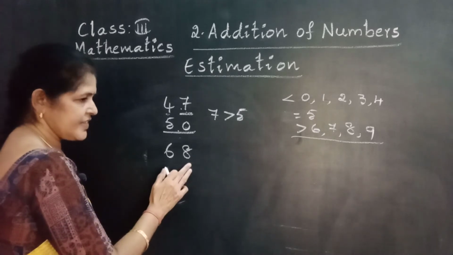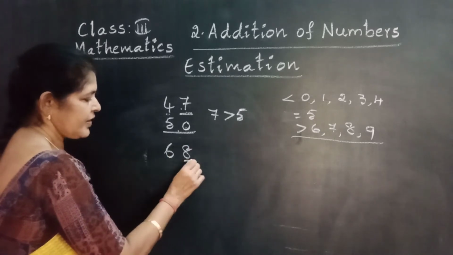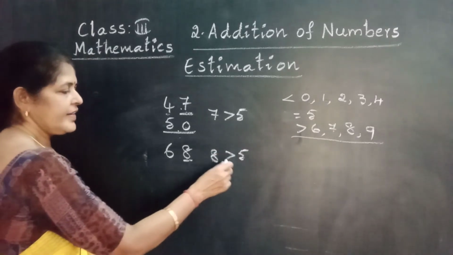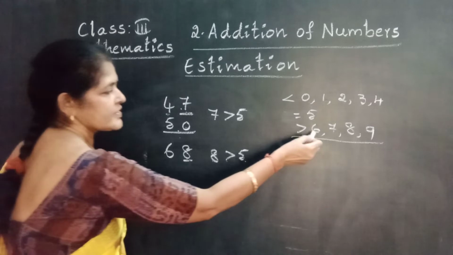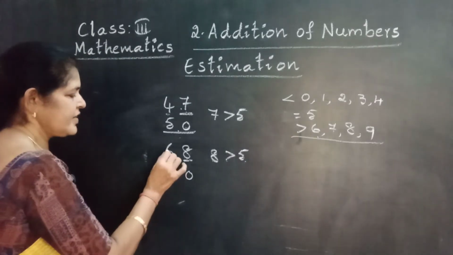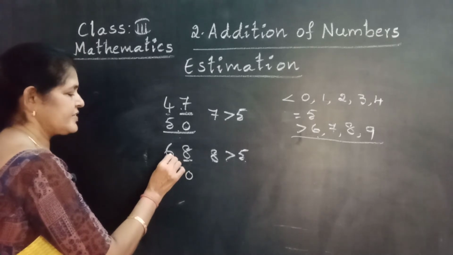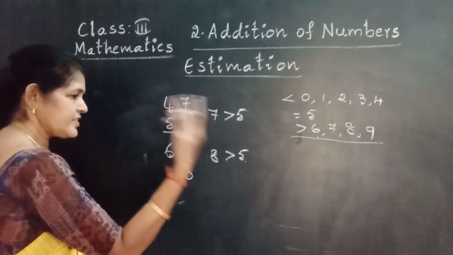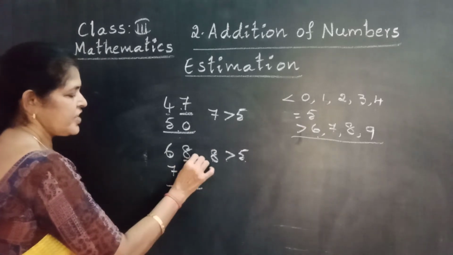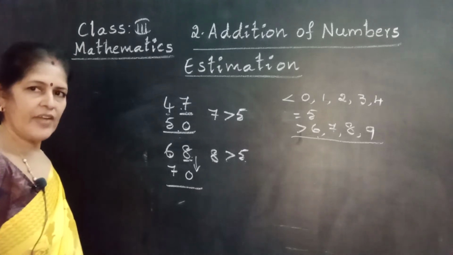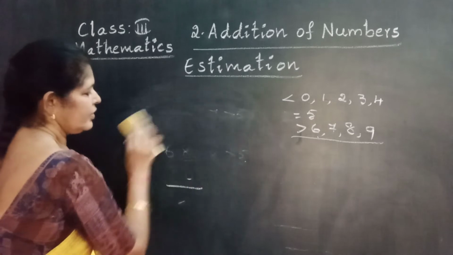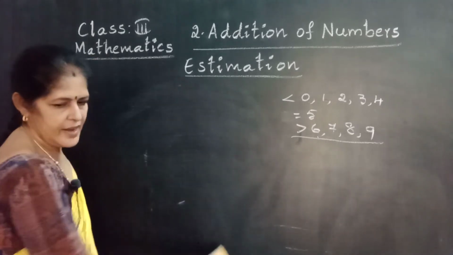Now coming to 68. Ones place number is 8. 8 is greater than 5. Isn't it? That means going to the second rule. Then put 0 in the ones place. Add 1 to the tens place number. Here 6 is there. The next tens goes to 6 plus 1, 7. 68 is nearer to 70. Do you remember? Next number.